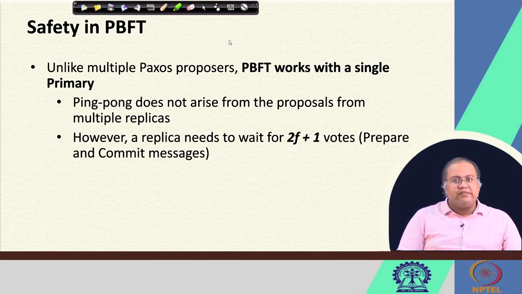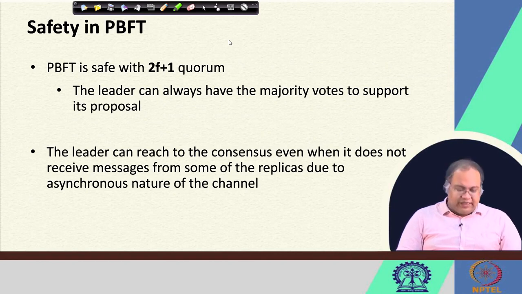Well, so if I try to analyze the safety properties, what we see is that PBFT is safe with 2f plus 1 quorum, because the leader can always have the majority votes to support its proposal, as we have seen earlier. Whenever we have f number of faults, which, as we have seen earlier, include the crash fault and the Byzantine fault. When I have f number of Byzantine faults, even in that case I will get f number of wrong messages, but with 2f plus 1 quorum I still have f plus 1 correct messages. Whenever I have these f plus 1 correct messages, I can guarantee that I will reach consensus.